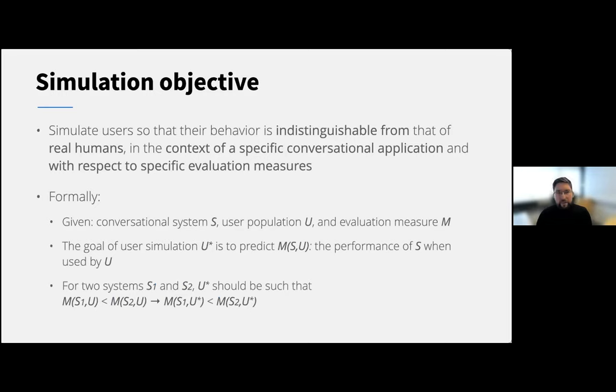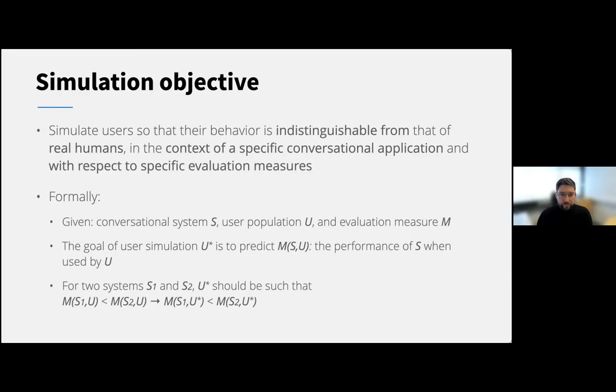The objective here is to simulate users in a way that the behavior of simulated users would be indistinguishable from that of real humans. But importantly, we just want to do it in the context of a specific application and with respect to a specific evaluation measure. So we don't want to simulate the user behavior because that's extremely difficult. What we want to simulate is those traits of user behavior that are most important for system development, and that would be captured in our evaluation measures.